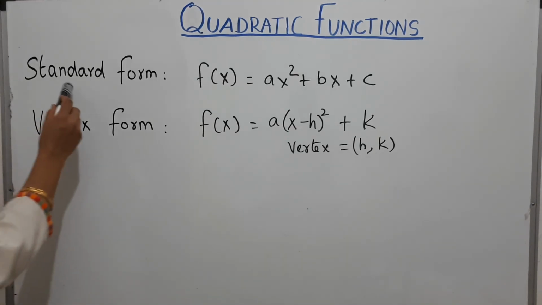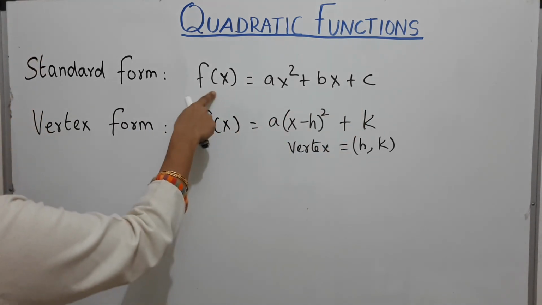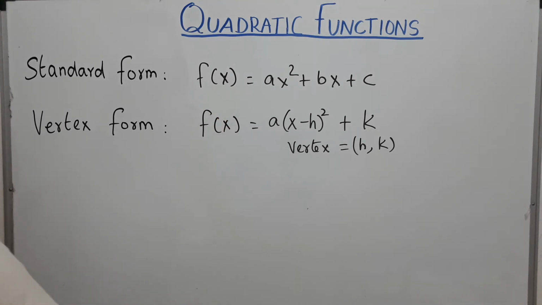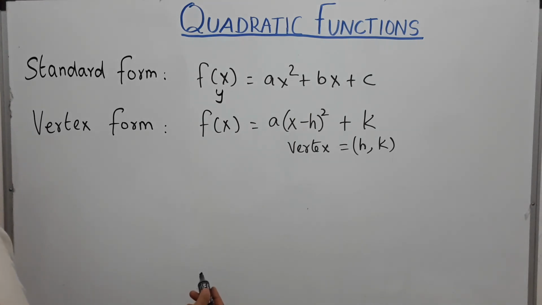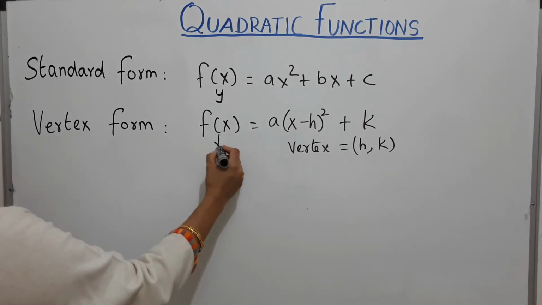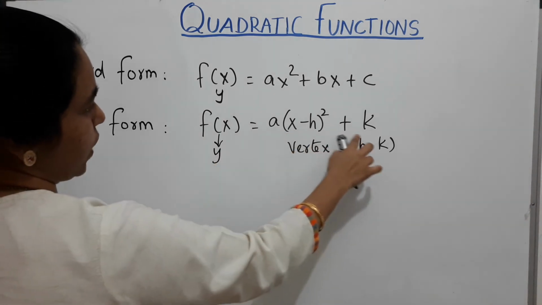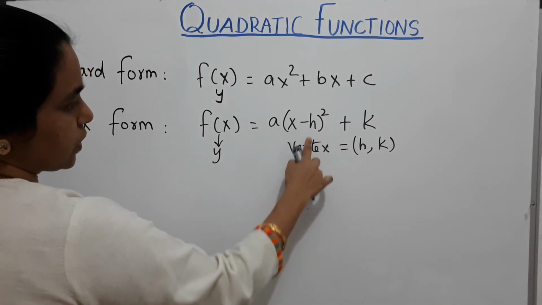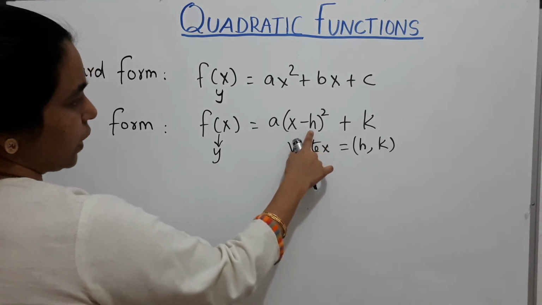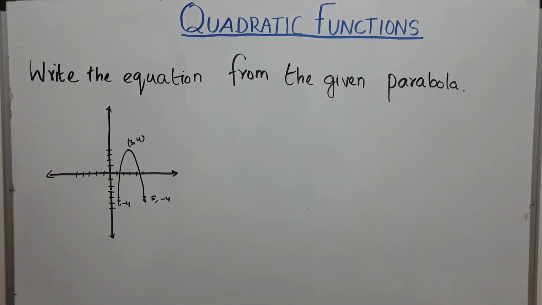Here you can see the standard form. Standard form already you know, f of x is equal to ax squared plus bx plus c. And you can say f of x as y also. So this can be written as y is equal to ax squared plus bx plus c. And here also you can write this as y. So the vertex form is a times x minus h the whole square plus k. From the equation itself you can find the vertex. Vertex is h and k value. So this is how you can write the standard form and also vertex form.